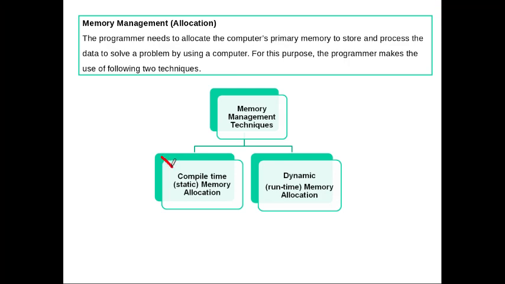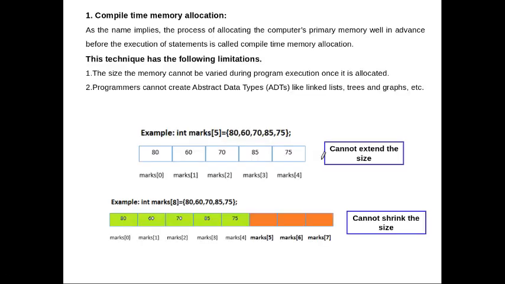Compile time memory allocation is also called static memory allocation. Dynamic memory allocation is called runtime memory allocation. Let us see one by one. Compile time memory allocation, as the name implies, is the process of allocating the computer's primary memory well in advance, before the program execution starts. So before the program starts executing, some memory will be allocated for the variables.